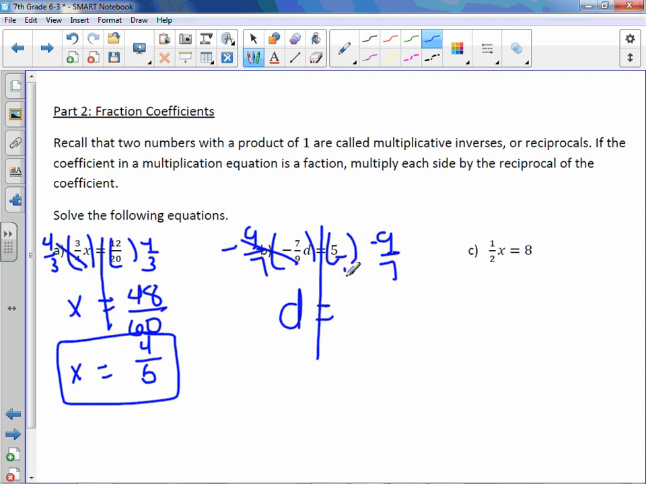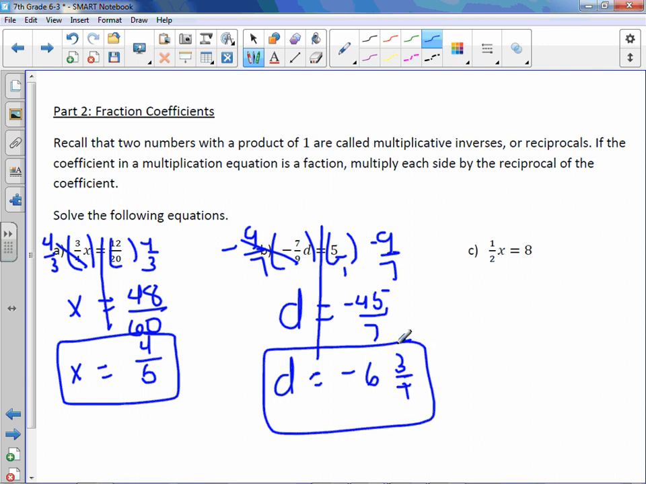Here I'm going to put my 5 over 1. 5 times -9 is -45. And 1 times 7 is 7. And this as a mixed number, bring down that negative. 7 goes into 45 6 times, which is 42, leaving 3 left over. So -6 and 3/7.